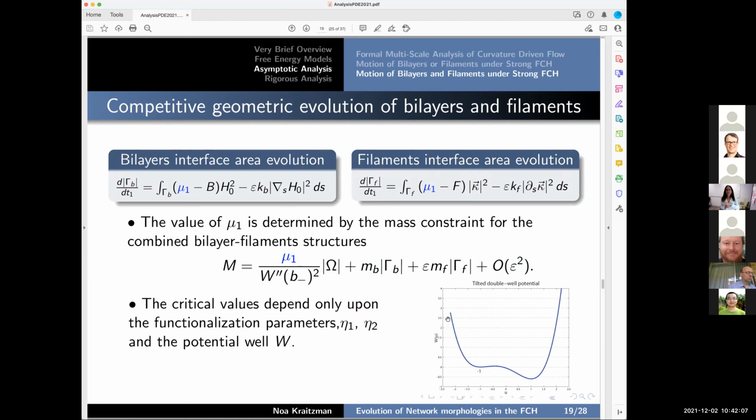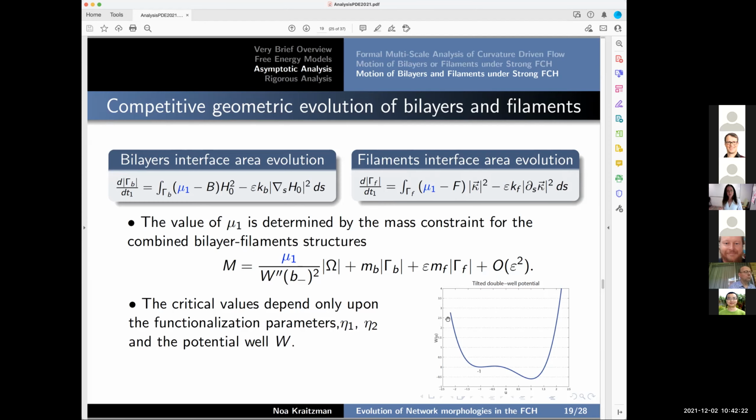Since B and F take different values, we know that the two structures will go to different equilibria, and we do not expect to support the coexistence of the two structures.